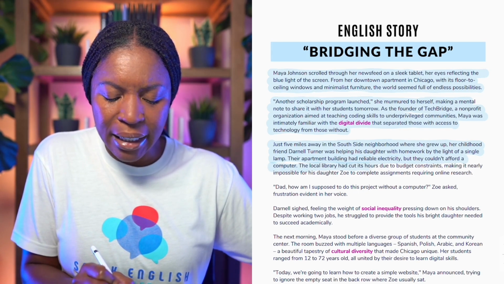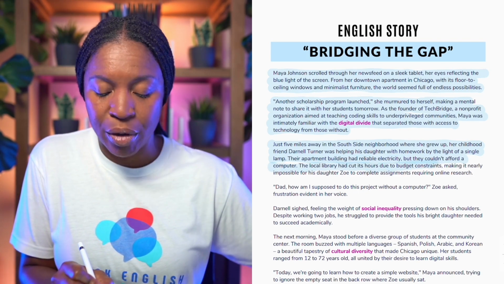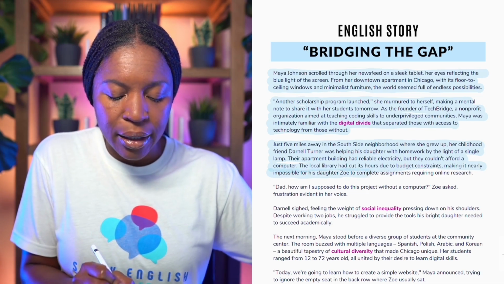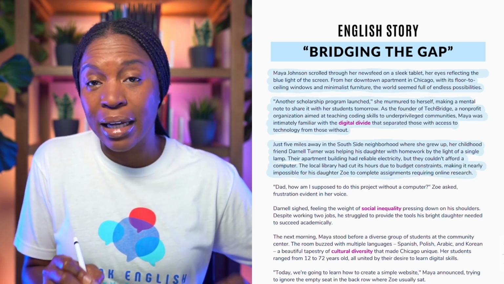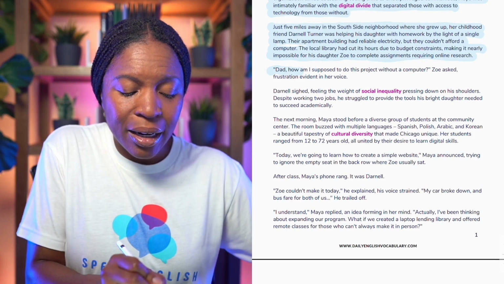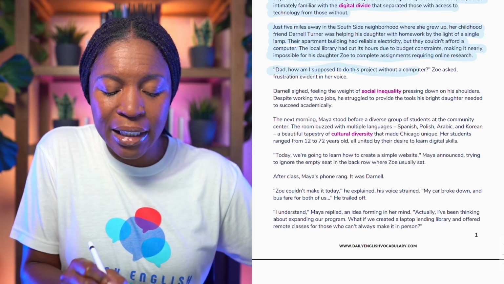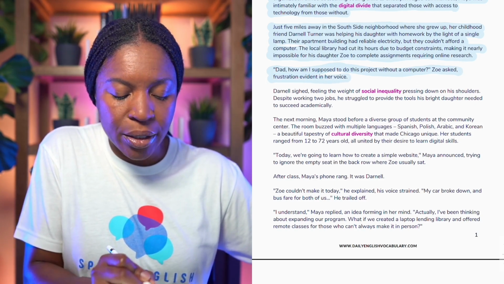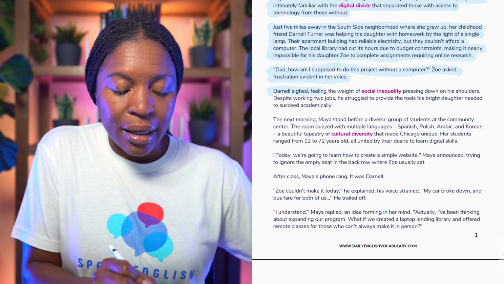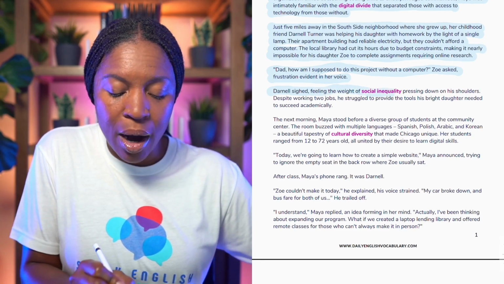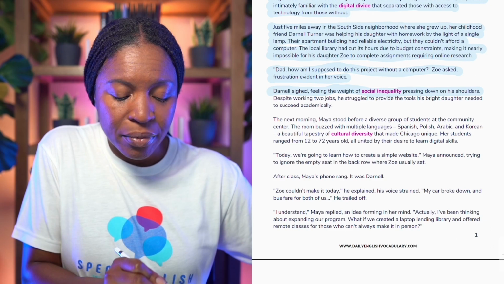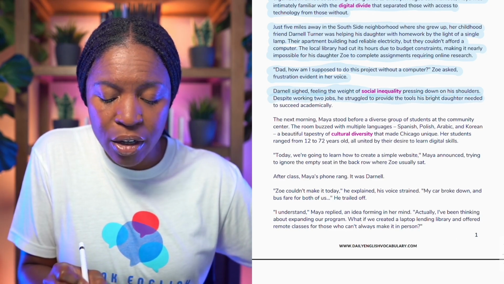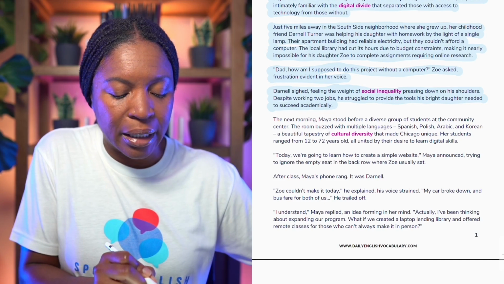The local library had cut its hours due to budget constraints, making it nearly impossible for his daughter Zoe to complete assignments requiring online research. "Dad, how am I supposed to do this project without a computer?" Zoe asked, frustration evident in her voice. Darnell sighed, feeling the weight of social inequality pressing down on his shoulders. Despite working 2 jobs, he struggled to provide the tools his bright daughter needed to succeed academically.